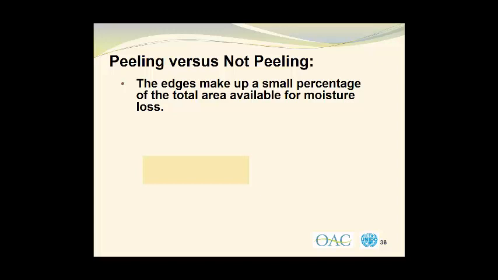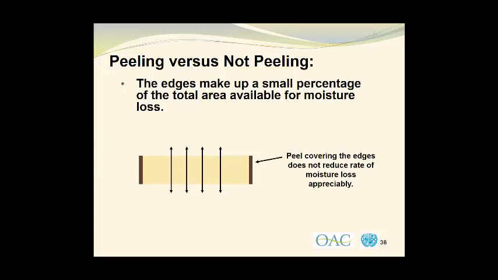And we can show that diagrammatically. So once again, we have this beige rectangle representing the material that's going to be dried, and we'll have the peel on each of the outer edges of it. Moisture, which would migrate from the center of the material to the surface and be lost by evaporation, can still follow that path. The peel that's covering the edges does not reduce the rate of moisture loss appreciably, so you can actually leave the peel on in the case of something like apple rings.